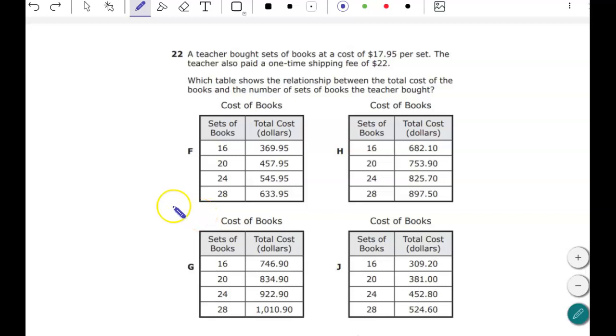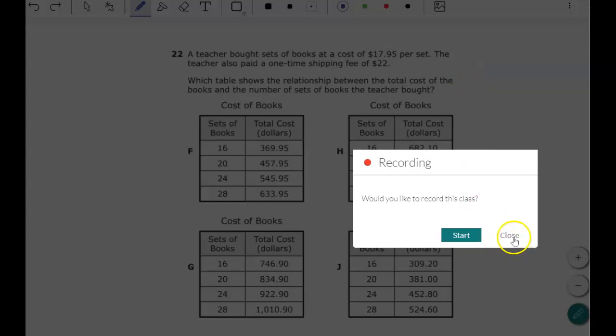All right, so this is a continuation of the STAR 2022 release test. Make sure you have your math notebook, calculator, and you are working the problems out.